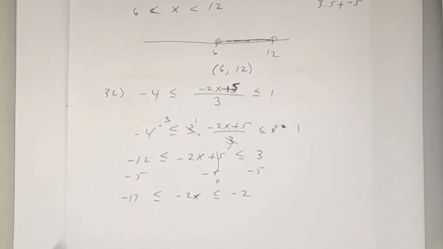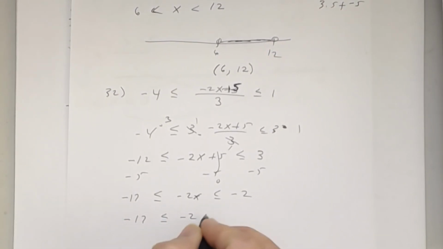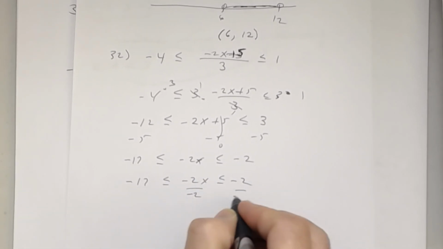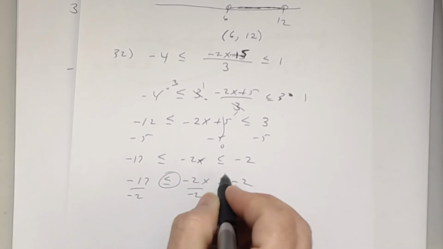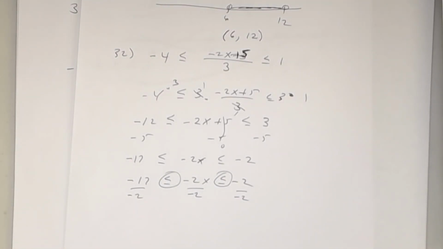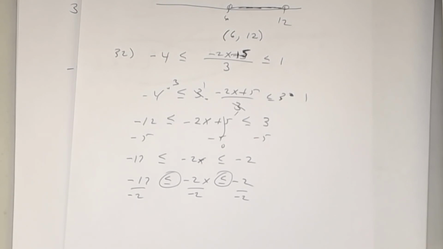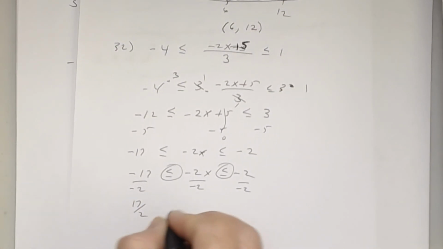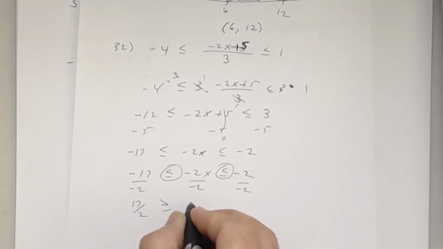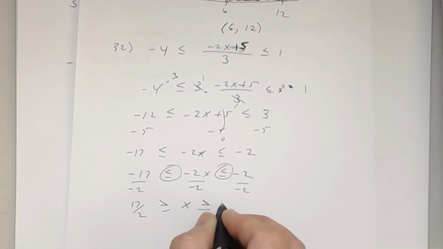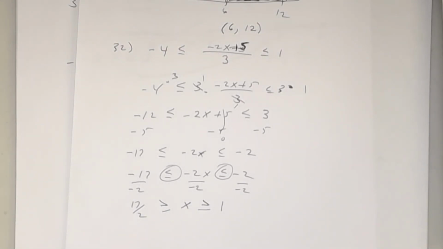All right, now I'm going to rewrite this over. What's the next step? Now, since I'm dividing by -2, I'm going to circle those inequality symbols. Remind me I got to reverse them. Okay, now you got to know that a negative divided by negative is a positive. So you got to rewrite this as a positive 17/2 is what? Greater than or equal to x is greater than or equal to 1.